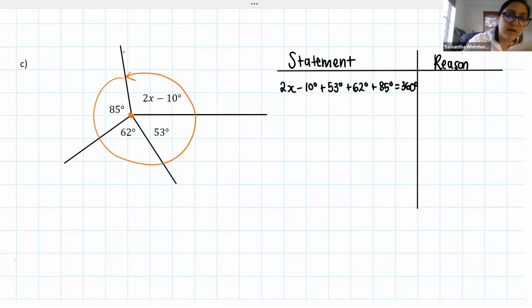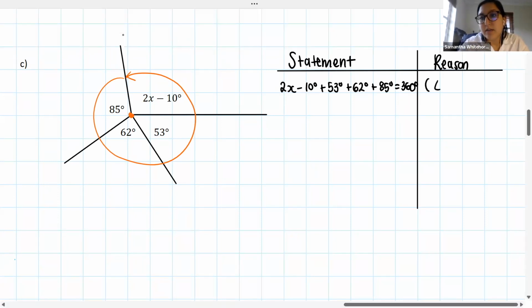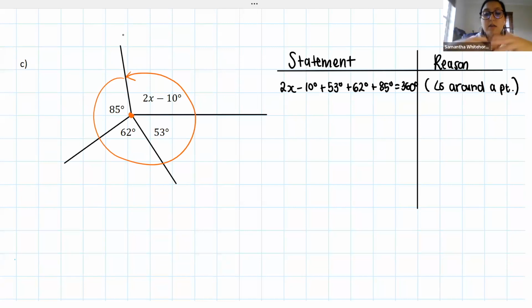All the angles around that point form a circle. That's what I look out for. If I'm going to form a whole circle with all my angles, I know a whole circle is 360 degrees. So I know that's the reason that I'm going to use. So my reason, as you guys have said, angles around a point. If you say around a point or round a point, or even if you say round point and leave out the, you're getting the message across, it's fine.